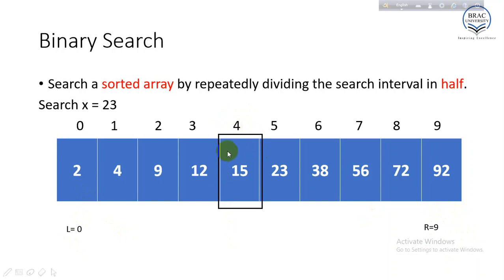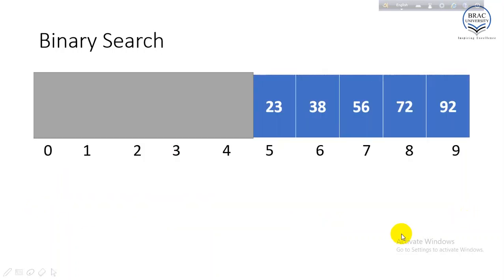We will just check if 15 is equal to 23, as it is not. As we know that the list is already sorted, and 23 is greater than 15, we do not need the left portion of this array. We will only need the list from the immediate right element of 15 to the rightmost element. We need to search only in this area. Now L equals 5 and R equals 9, so the middle element is 56.